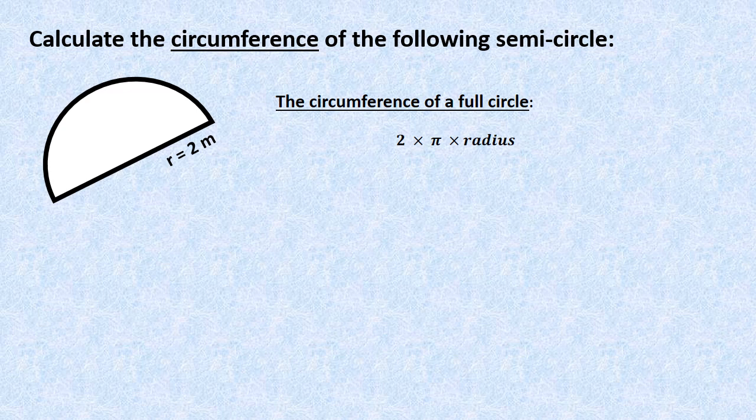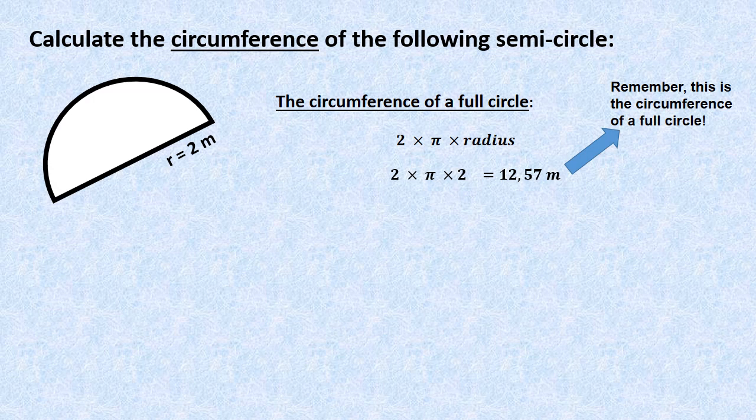And what are we going to do? We're just going to divide our answer by 2. That's correct. So let's put in the radius, which was given as 2. So 2 times pi times 2 gives you 12.57 meters. But remember, that formula is the circumference of a full circle, and we have to divide our answer by 2 to give us a half circle or a semicircle. So we're going to divide that answer by 2 to give us 6.28 meters.